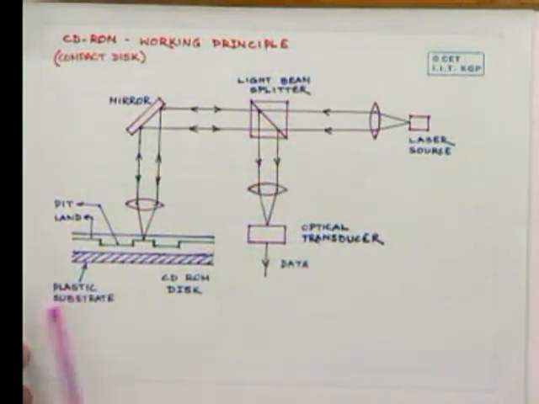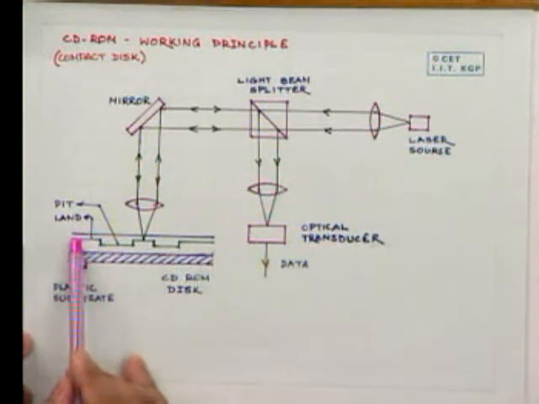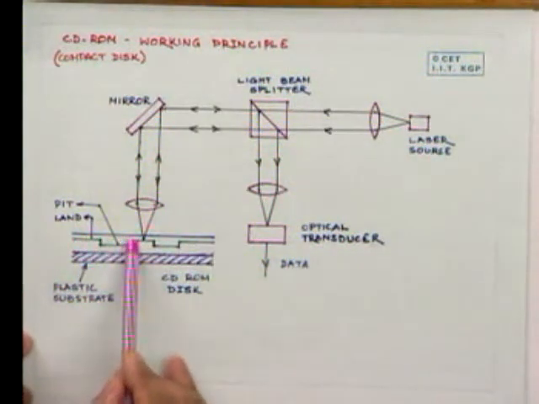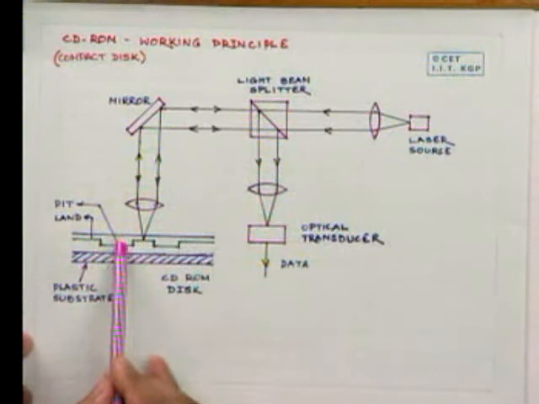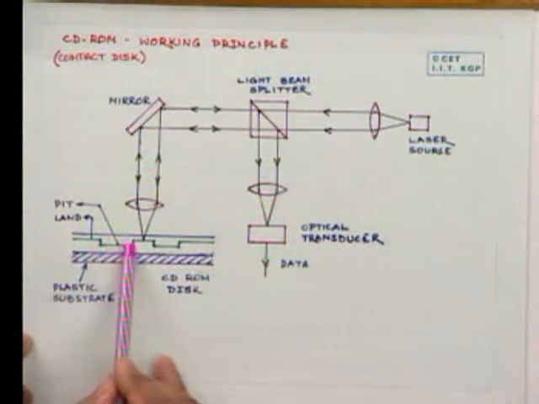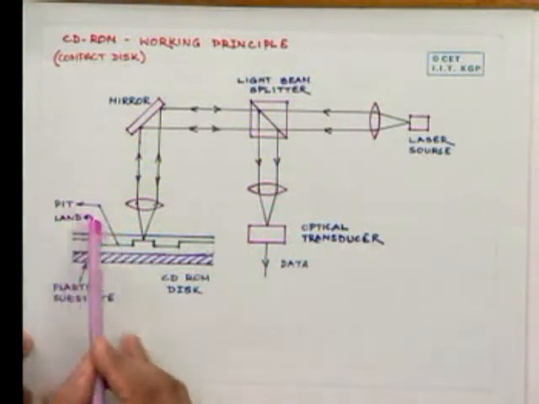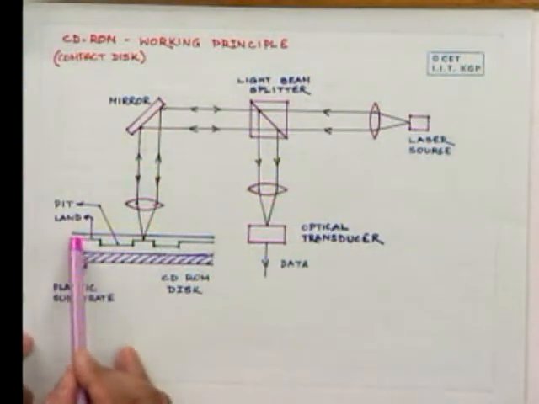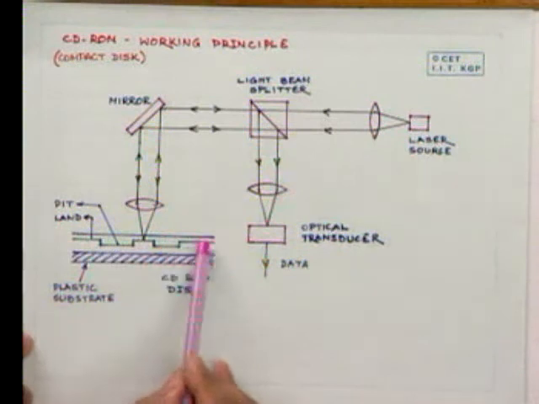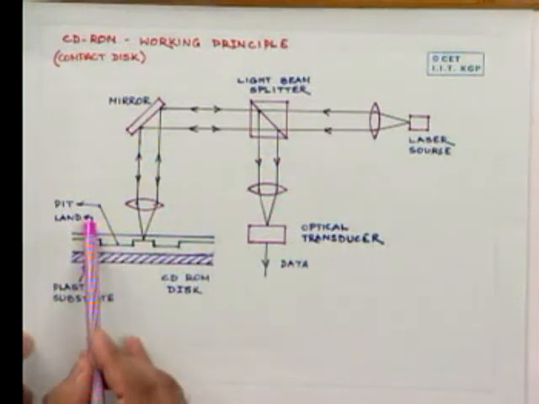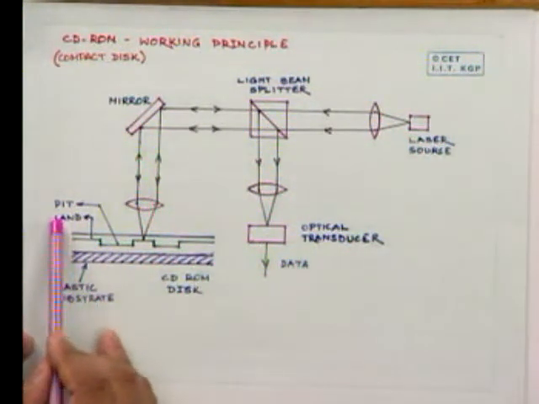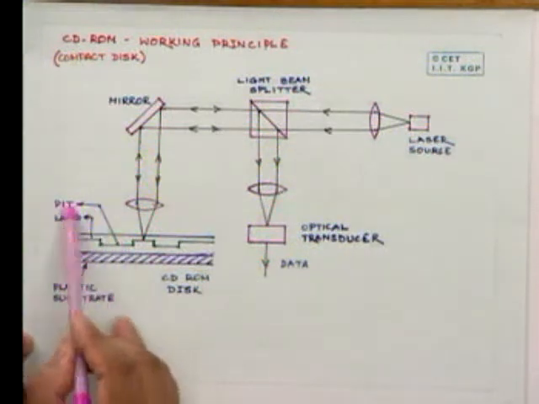Basically, it is a plastic substrate on which you have, I should say, this land and pit as they call it. That means there is depth and height. The depth is called the pit and the height is called the land. That is how the data is recorded. For example, the land may represent 1, the pit may represent 0.